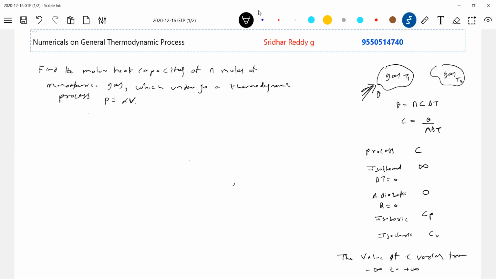Now, molar capacity depends upon what type of process it undergoes. If it undergoes isothermal, it will have an infinite value. Adiabatic process, zero. Isobaric, Cp. For monatomic gas, Cp is 5R by 2, Cv is 3R by 2. Diatomic gas will again have different values. Therefore, for a given gas, it can have any value from minus infinity to plus infinity.